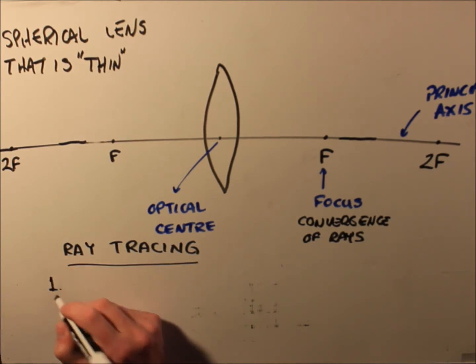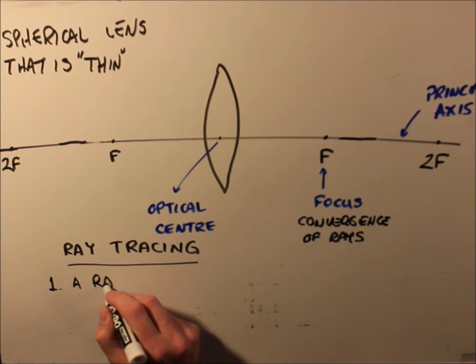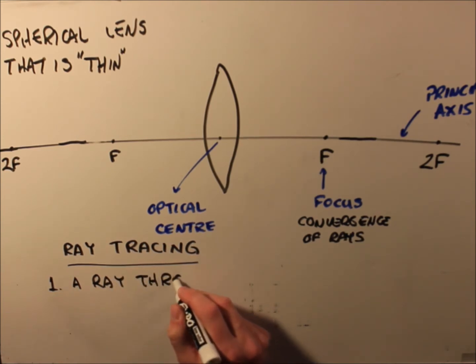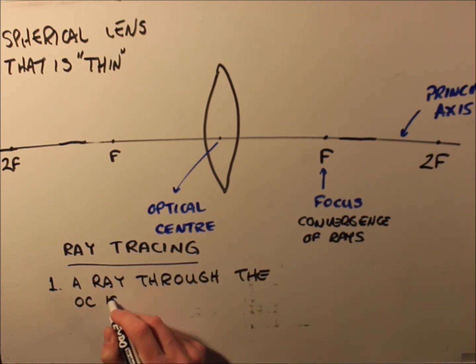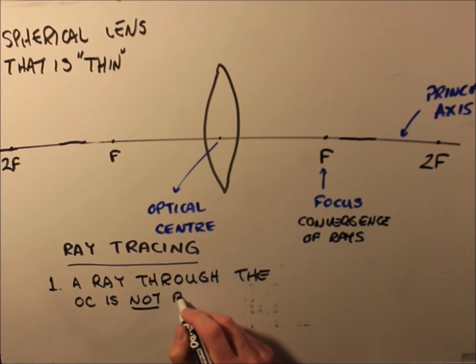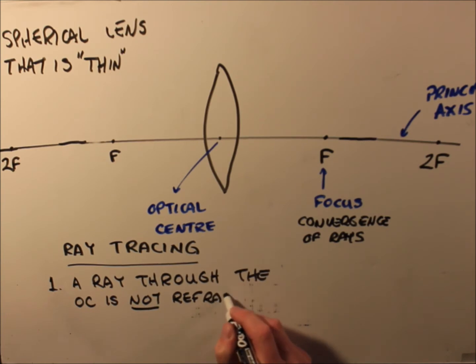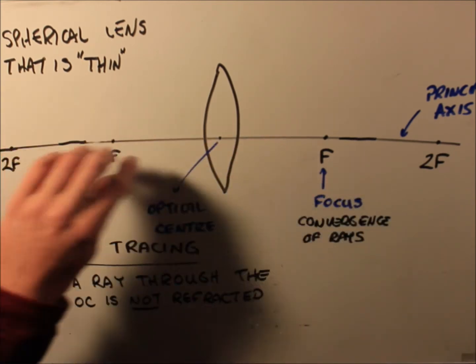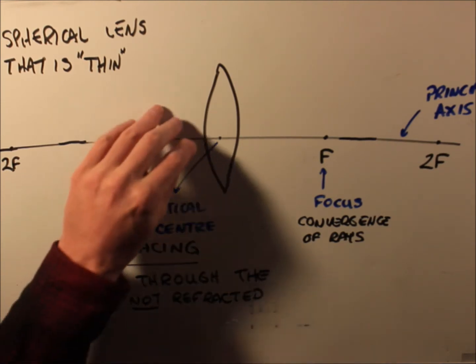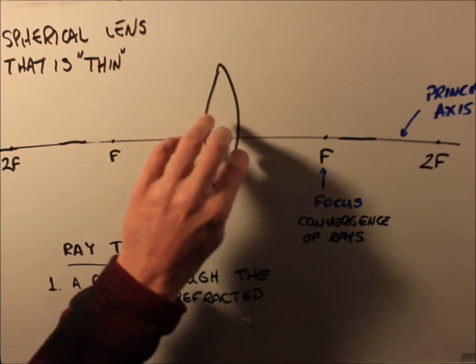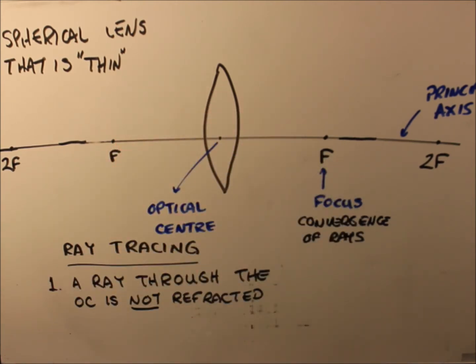One, a ray through the optical center is not refracted. Now you might say, well, how do we know that? Well, if you think about it, if you run a ray, this is really just going through a horizontal block at this point here. And these prisms here are very close to parallel. So because we have a thin lens, we're going to get a trivial amount of image shift, which we're going to ignore.